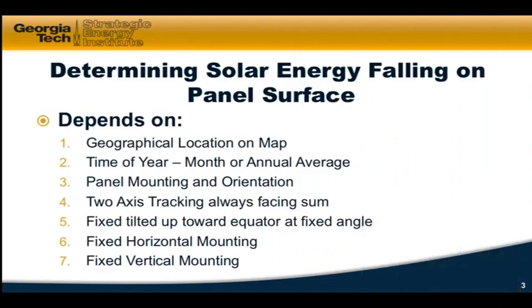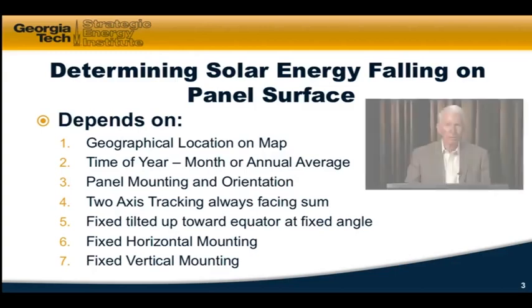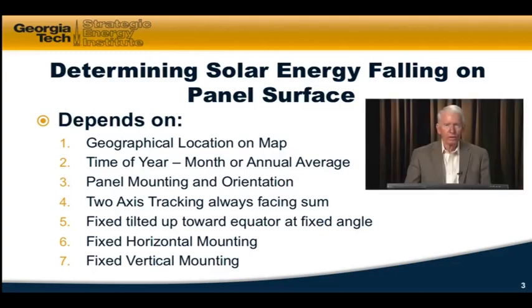It's a little bit difficult thing to calculate because there are so many variables that the amount of radiation depends on. It depends on where you're located on a map, what latitude, longitude you're located. Altitude makes a difference, time of year makes a difference, panel mounting and orientation of that mounting makes a difference. Two-axis tracking, always facing the sun, is the best.